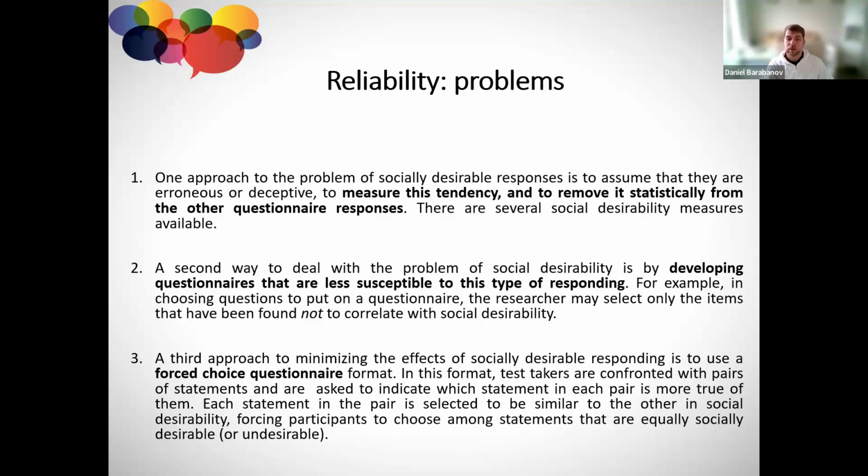As I said, first of all, we can track social desirability from other responses. Second is make questionnaires which are less susceptible to that. Or we can, for example, use different answer options to alter that. Or, as I said, insert a special social desirability scale, which tracks that exactly.